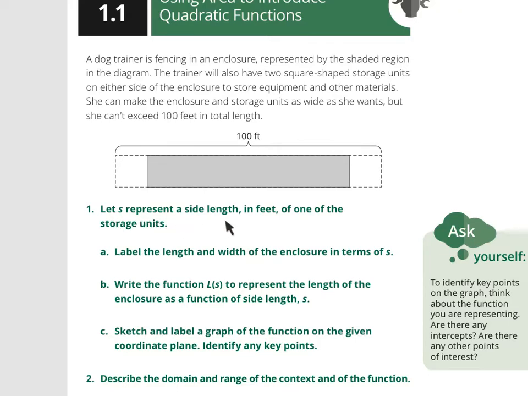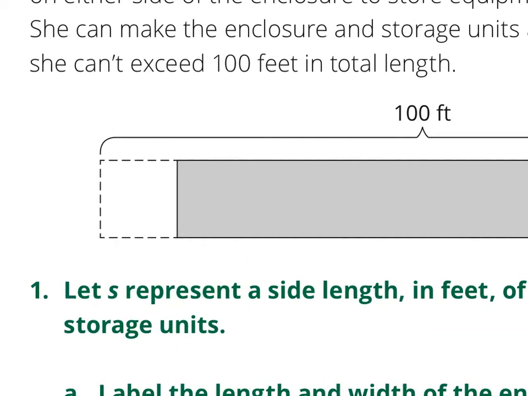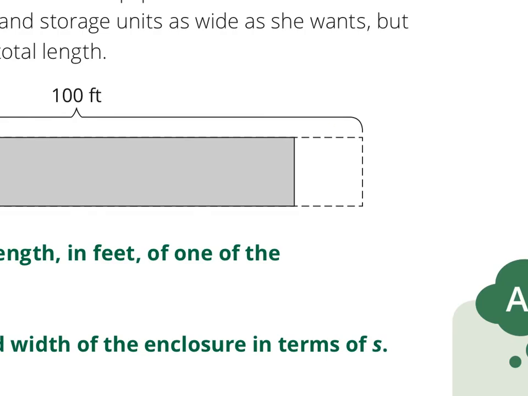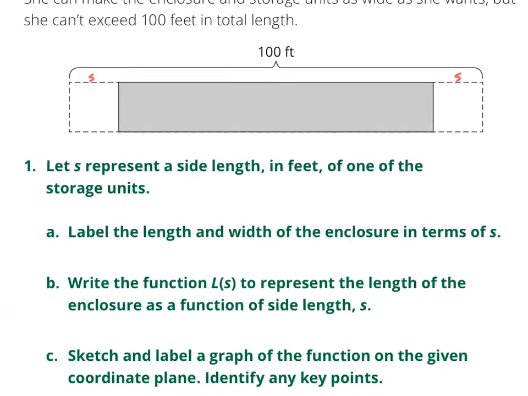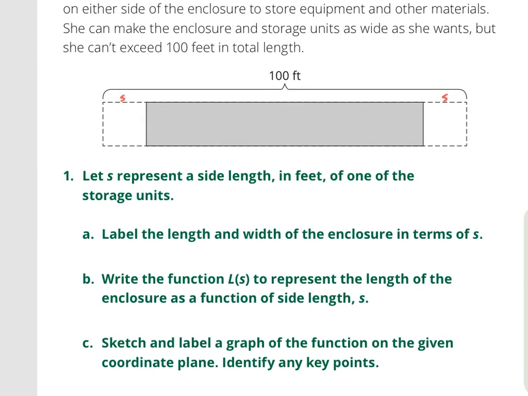All right, number 1 down here. Let S represent the side length in feet of one of the storage units. And again, this little box is my storage unit, and this little box is my storage unit. So when she says let S represent the side length, that means that this side right here is S, and over here, this side is also S.